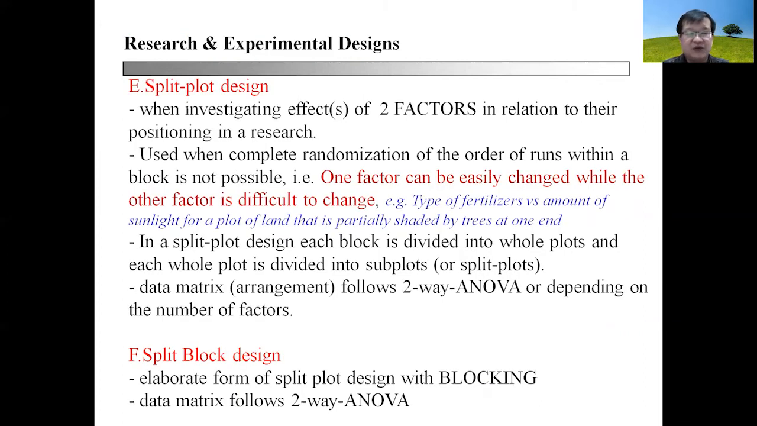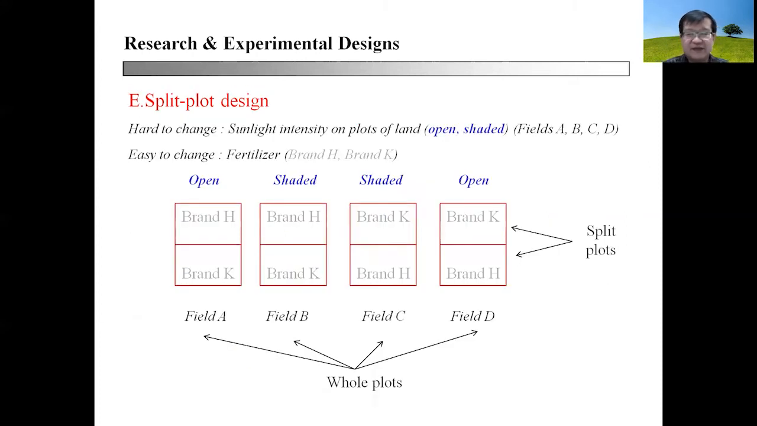The next one is the split plot design, which was initially developed in 1925 by Sir R.A. Fisher, primarily for agricultural experiments. This style of design is dedicated to a situation whereby one factor can be easily changed while the other factor is difficult to change, as you can see in the subsequent diagram. The hard to change factor is sunlight intensity on the plots of land, because you can have plots of land that are open or plots of land that are shaded by trees.